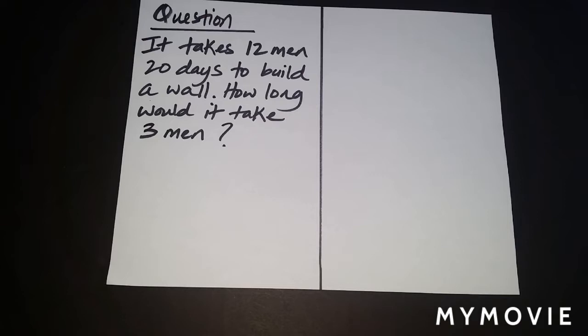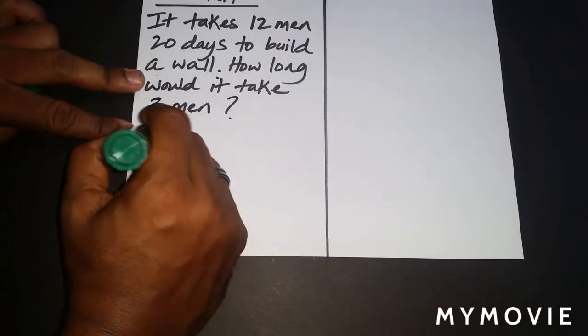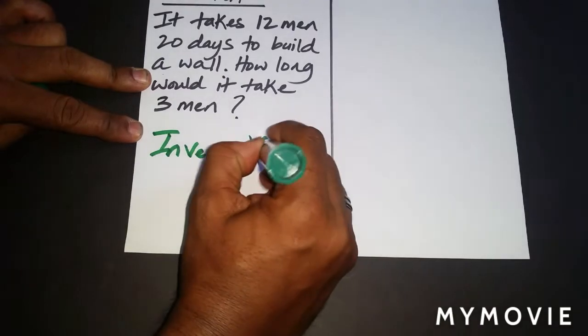Now, obviously, if you have 12 men taking 20 days to build a wall, if you have only 3 men, clearly it's going to take longer than 20 days. So if you decrease the number of persons working, then the time will be longer, meaning the amount of days will be greater. Now, this is an example of inverse variation. So this is very clear that this is inverse variation.